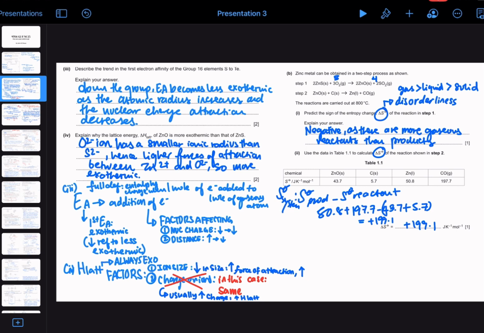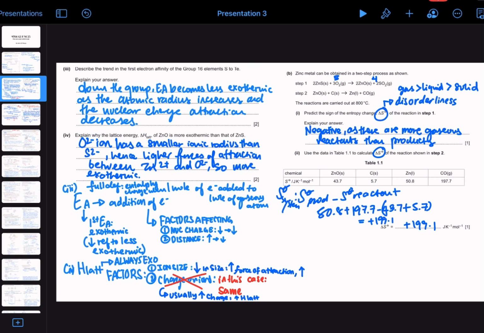So in this case, it's positive, so you have the entropy change of your products, so 50.8 plus 197.7, that would be your CO and your zinc in liquid form, minus 43.7 plus 5.7. The plus 5.7 is inside the bracket, by the way, so you're going to subtract it as well. And the final value is plus 199.1 joule per Kelvin per mole.